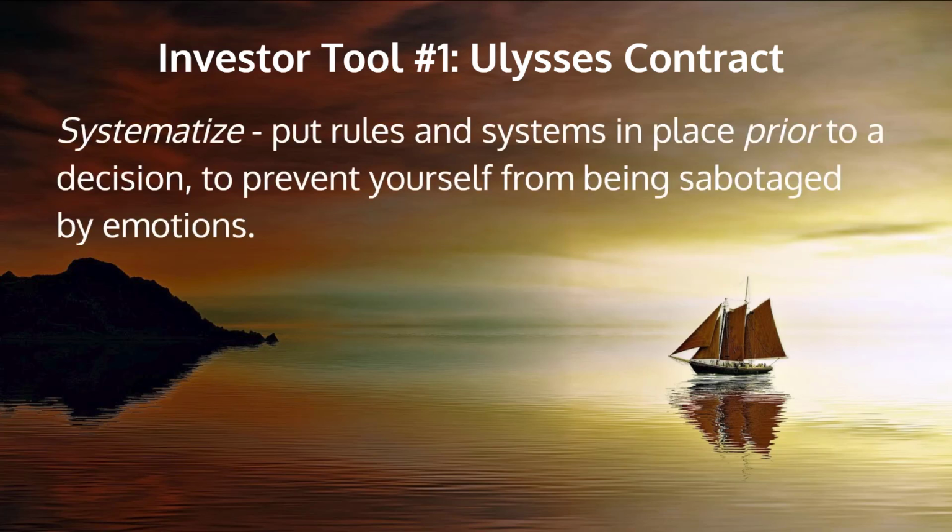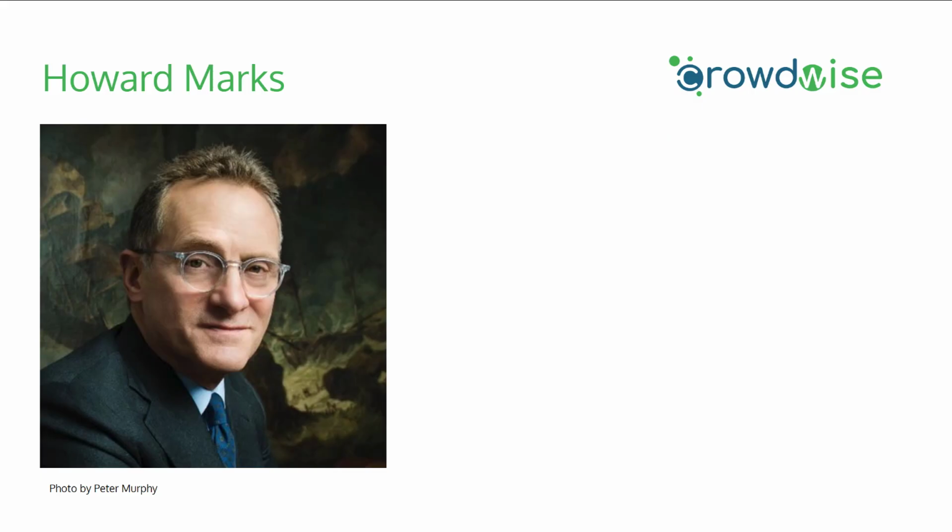The advice from both Warren Buffett and Ray can be summed up as this: to systematize, and that's to put the rules and systems in place prior to a decision to prevent yourself from being sabotaged by emotions later. Let's continue on and look at two more investors and some advice.